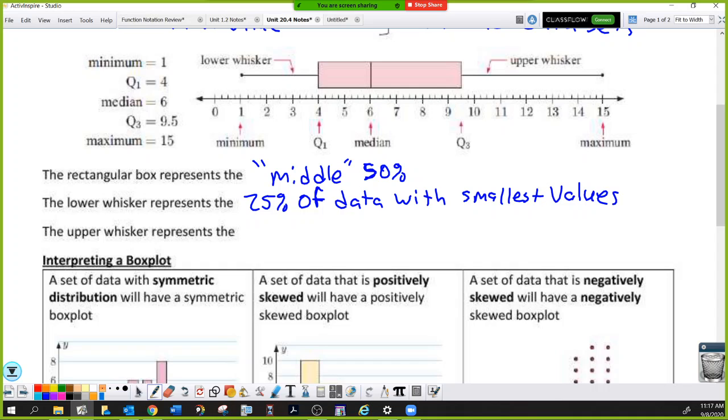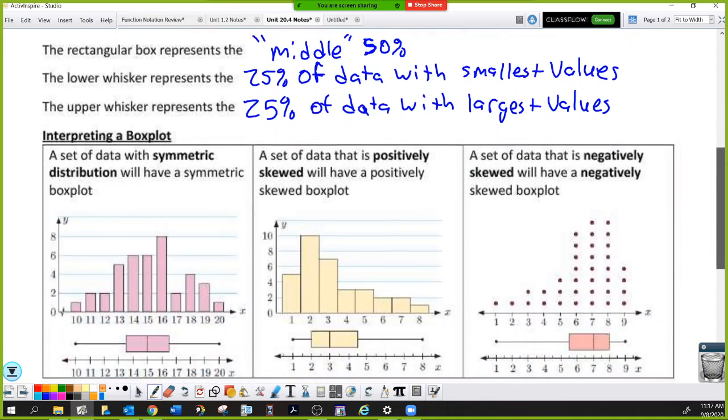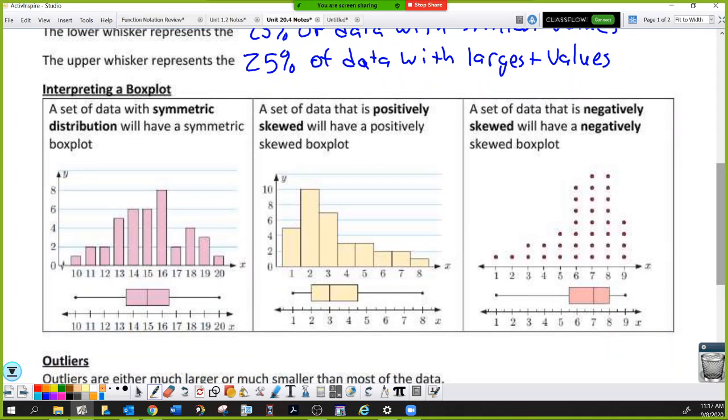And the upper whisker represents the 25% of the data with the largest values. So it's great if you can make a box and whisker plot, but it would also be nice to be able to interpret a box plot, right? Because the shape of the box plot tells you something about the distribution's shape as well.